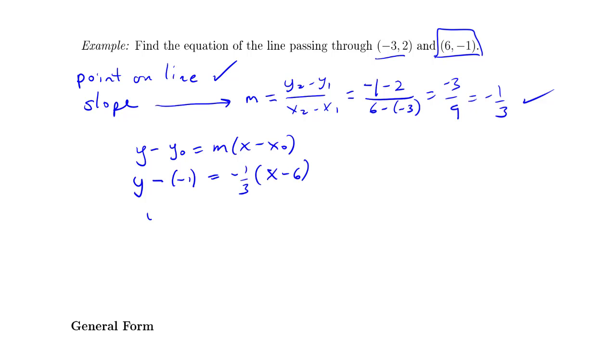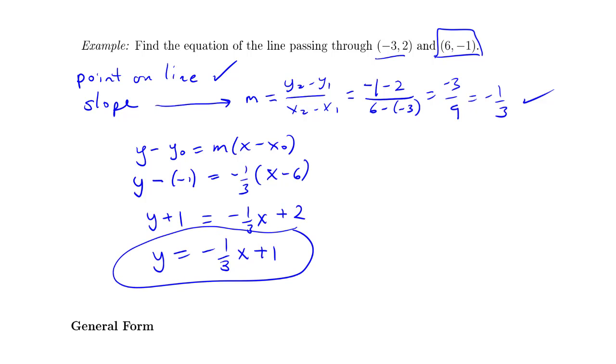And so let's multiply this out. y plus 1 is negative 1/3 x. And then the negative 1/3 times the negative 6 gives me a plus 2. And then finally, if I move the 1 over, y equals negative 1/3 x plus 1. And that is the equation of my line.